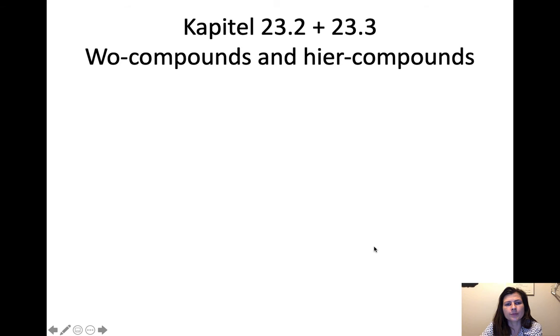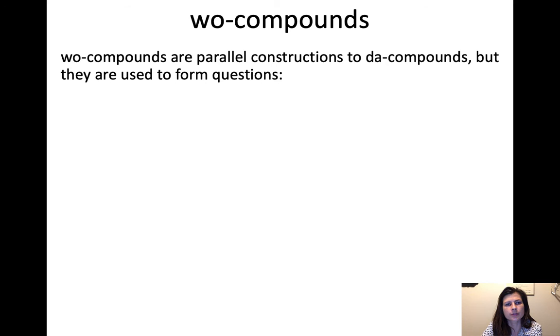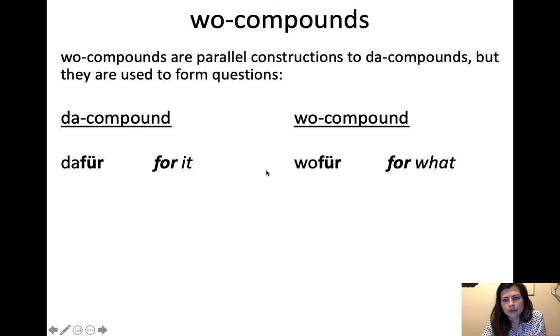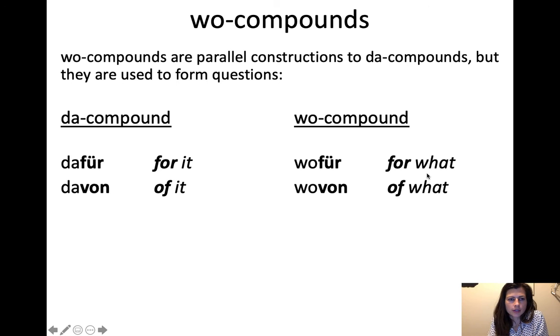Okay, so now we will build on this to do some wo compounds and also hier compounds. They work very similarly. So wo compounds are parallel constructions to da compounds, but they're used to form questions instead. So a da compound would be dafür, for it, right? Or maybe for them. And then wofür would be for what. So if you ask a question with wofür, then the answer will have für in it somewhere, or maybe dafür. So you could say for what or what for. And then davon means of it, and then the wo equivalent would be wovon, of what or what of, right?